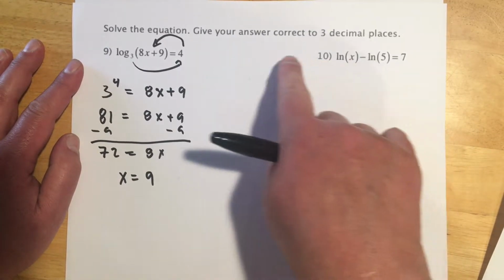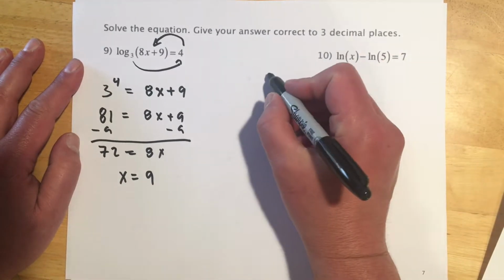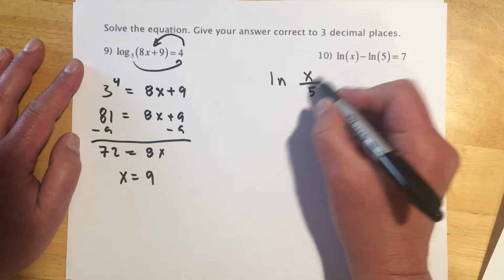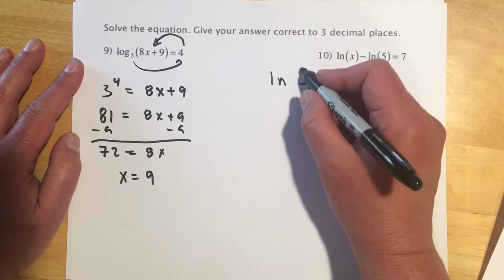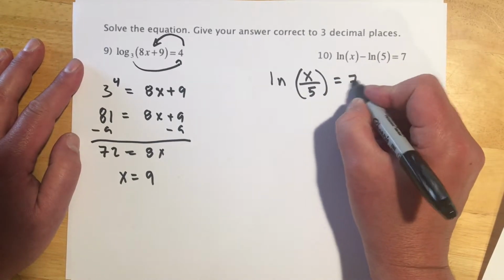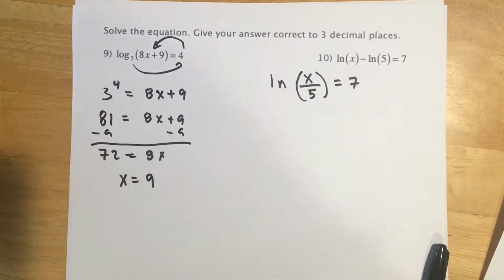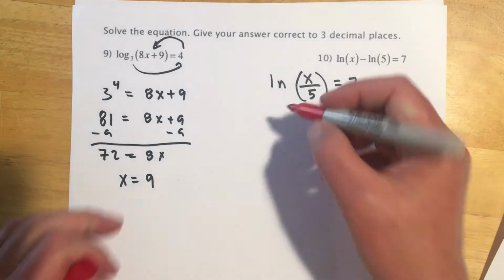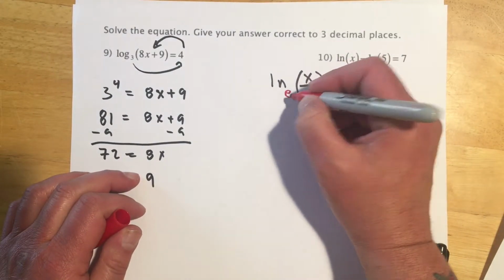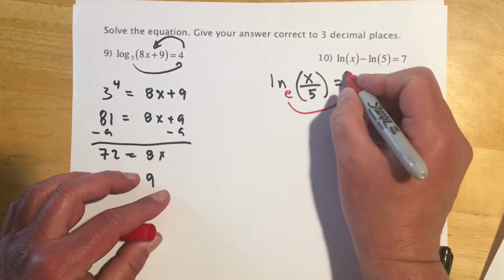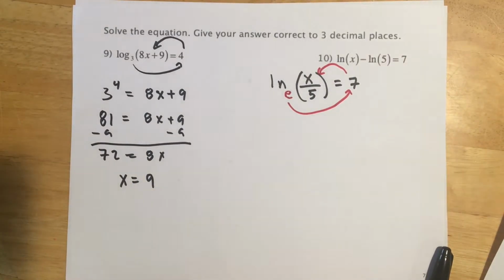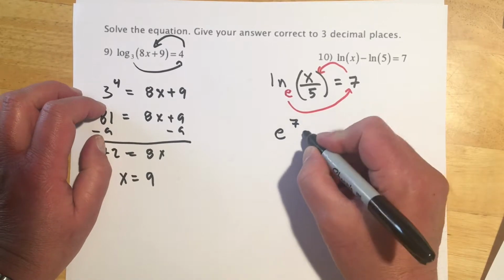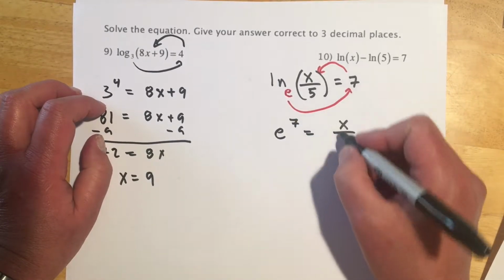Number 10, so this one we do have to write it as a single log. So I'm going to change this to ln x over 5, because remember, if it's a minus, it's in the denominator, equals 7. So that was our step 1. Step 2 is change the equation to exponential form. So remember, with this one, there's that little invisible e here. So we're going to go e to the 7th makes that stuff. So e raised to the 7th makes x over 5.